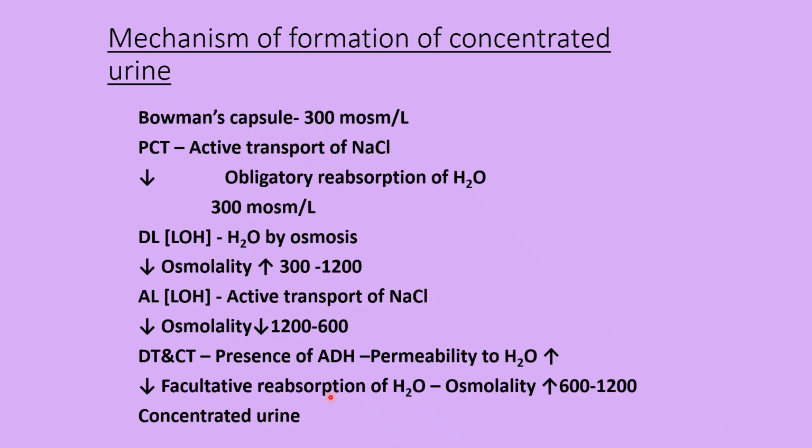Mechanism of formation of the concentrated urine. At the Bowman's capsule, osmolarity is 300 milliosmol per liter. At the end of the proximal convoluted tubule, after the reabsorption of sodium chloride and water, it is 300 milliosmol. In the descending limb, water is reabsorbed, and at the tip of the loop it is 1200 milliosmol per liter. In the ascending limb, there is active reabsorption of sodium chloride. The osmolarity decreases from 1200 to 600. At the end of the distal tubule, the osmolarity is 200 milliosmol per liter.